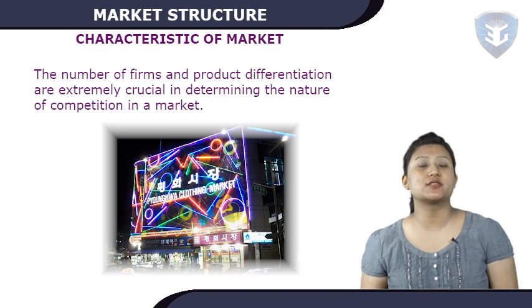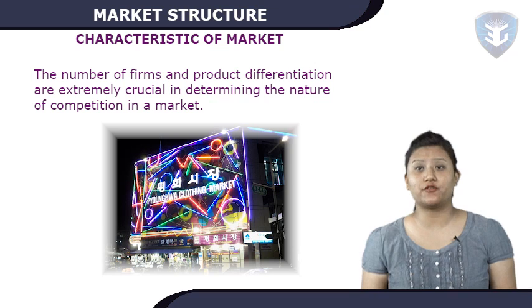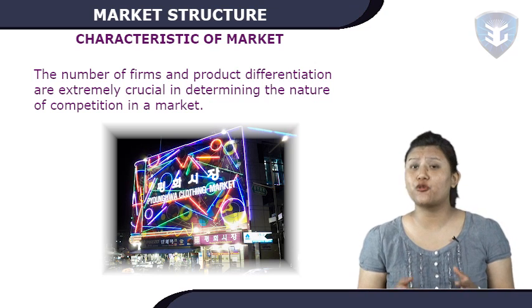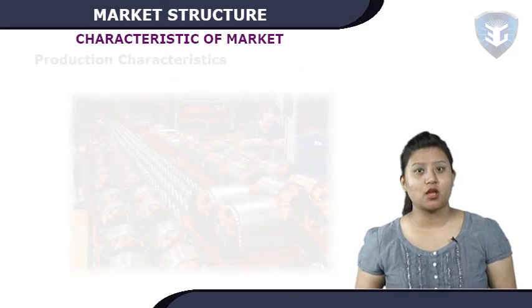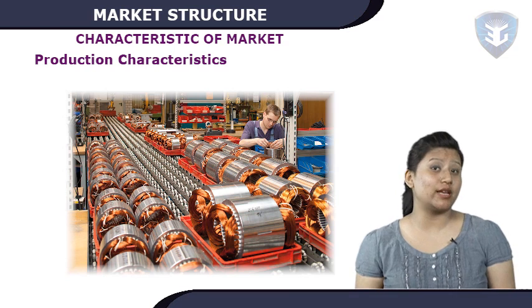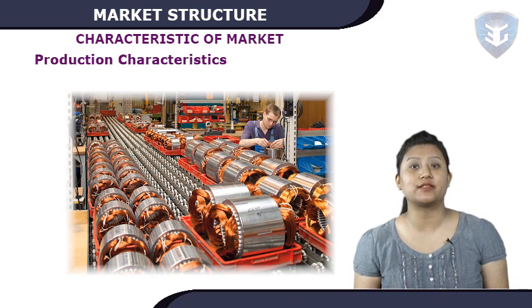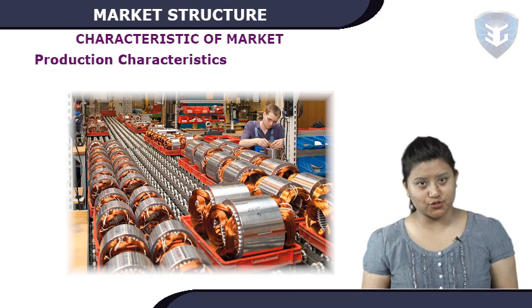Similarly, product features and characteristics, the nature of the production system, and the possibility of new entrants in a market have a profound impact on the competitive behavior of firms in a market. Production characteristics: the minimum efficient scale of production in relation to the overall industry output and market requirement sometimes plays a major role in shaping the market structure.